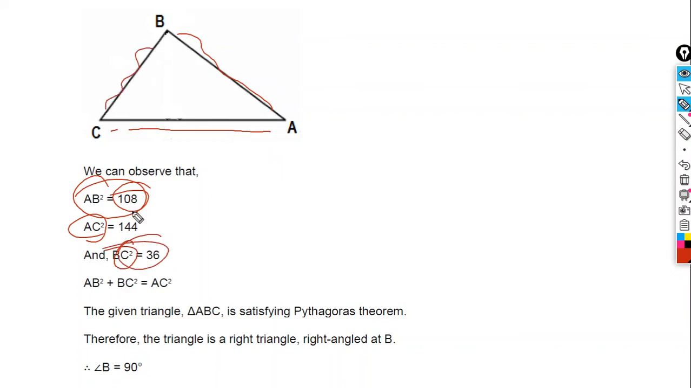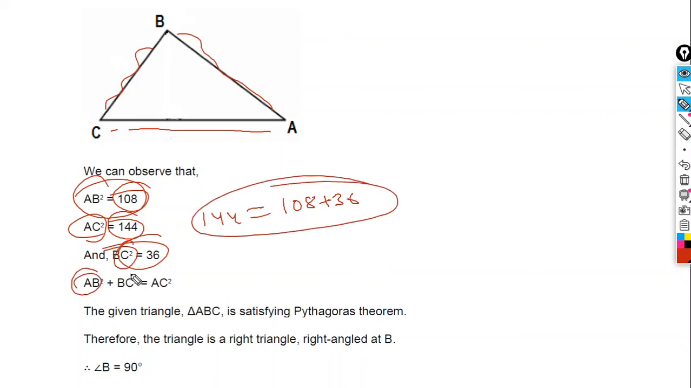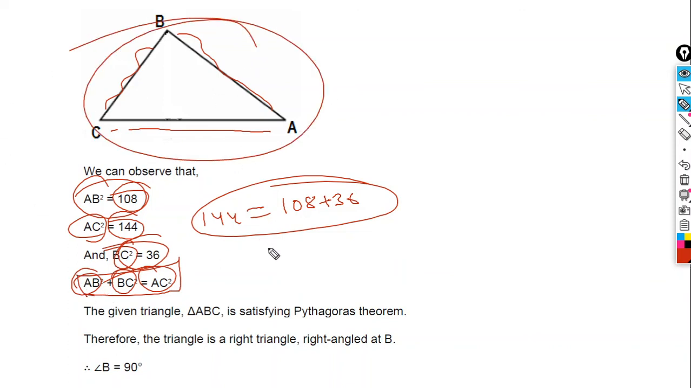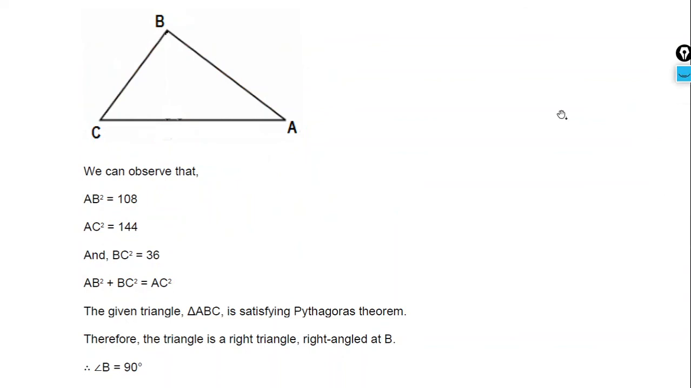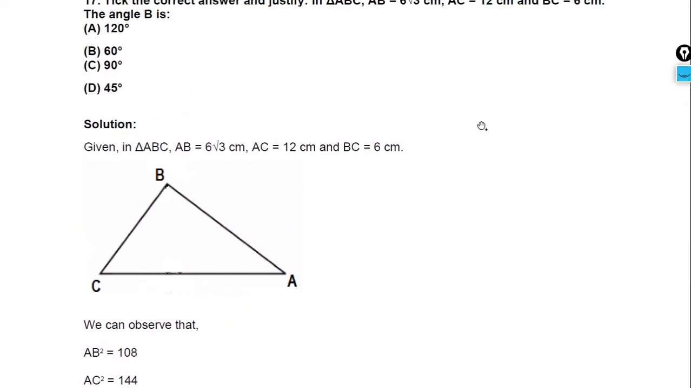Now you can see 144 is equal to 108 plus 36, isn't it? Therefore, AB square plus BC square equal to AC square. Hence, this triangle is a right angle triangle. And since it is asking the measure of angle B, and AC is the longest side, that is 12 centimeter, AC must be the hypotenuse and angle B must be 90 degree. So we have found the right answer, which is angle B equal to 90 degree. Okay, thank you.